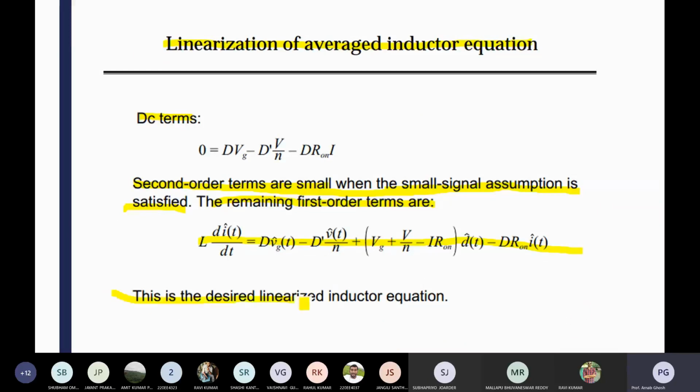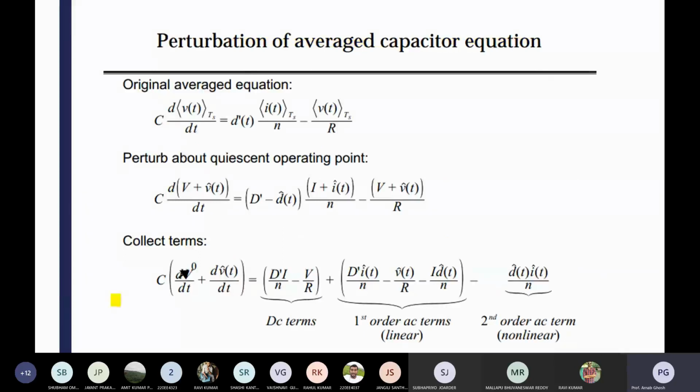So these are the linearized inductor equations, inductor current equations. Then if you go for Laplace transformation, you will find out that Is value. Then perturbations of your average capacitor equation. So now you can go for the capacitor equation. You have the original average equation, and now you are perturbing, which means replacing all those values by their perturbed values.